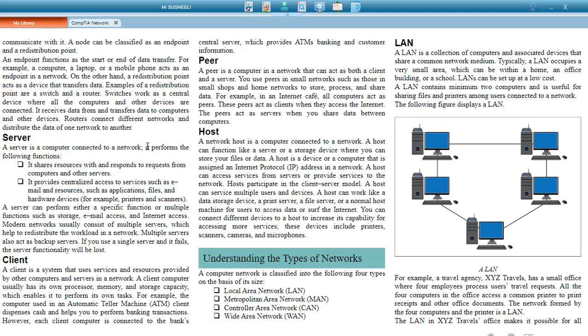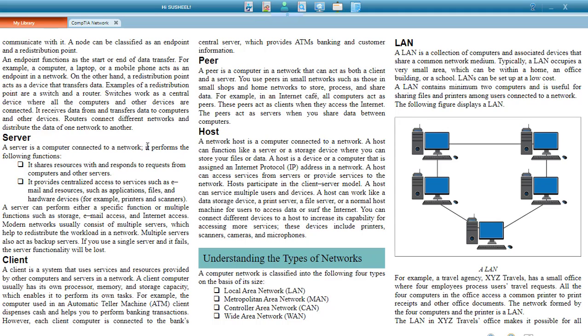A host can work like a data storage device, a print server, a file server, or a normal host machine for users to access data or surf the internet. You can connect different devices to a host to increase its capability for accessing more services. These devices include printers, scanners, cameras, and microphones.